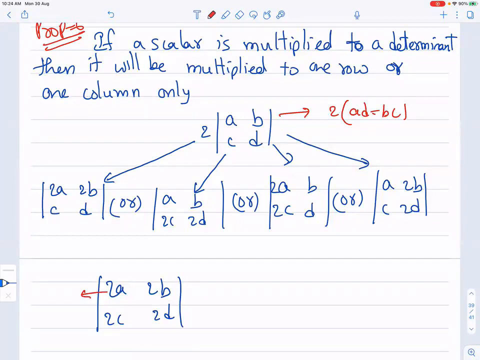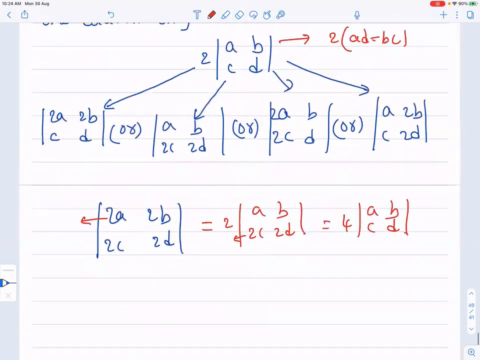So इससे 2 common लेता हूं, A B 2C 2D. इससे common लेता हूं 4 A B C D. Is it clear, students? Now the value matched, right? You understand, right? What is coming out? Correct now? So this is what is the basis for the property 7.